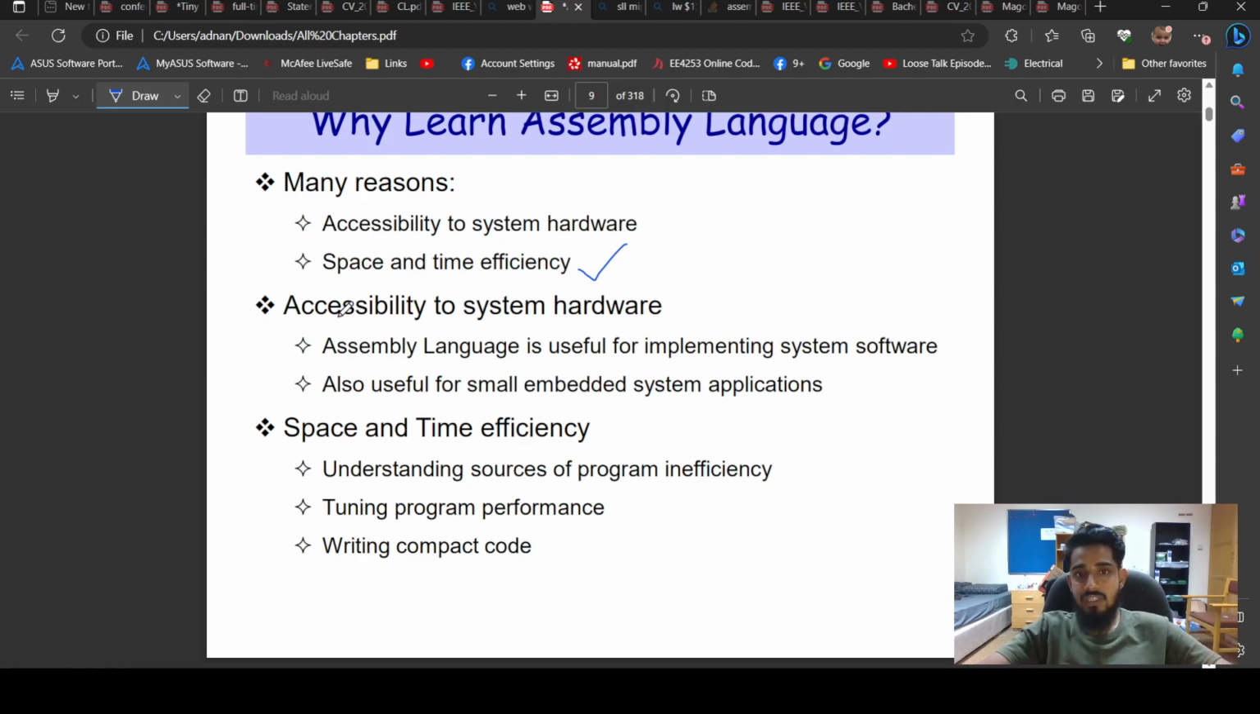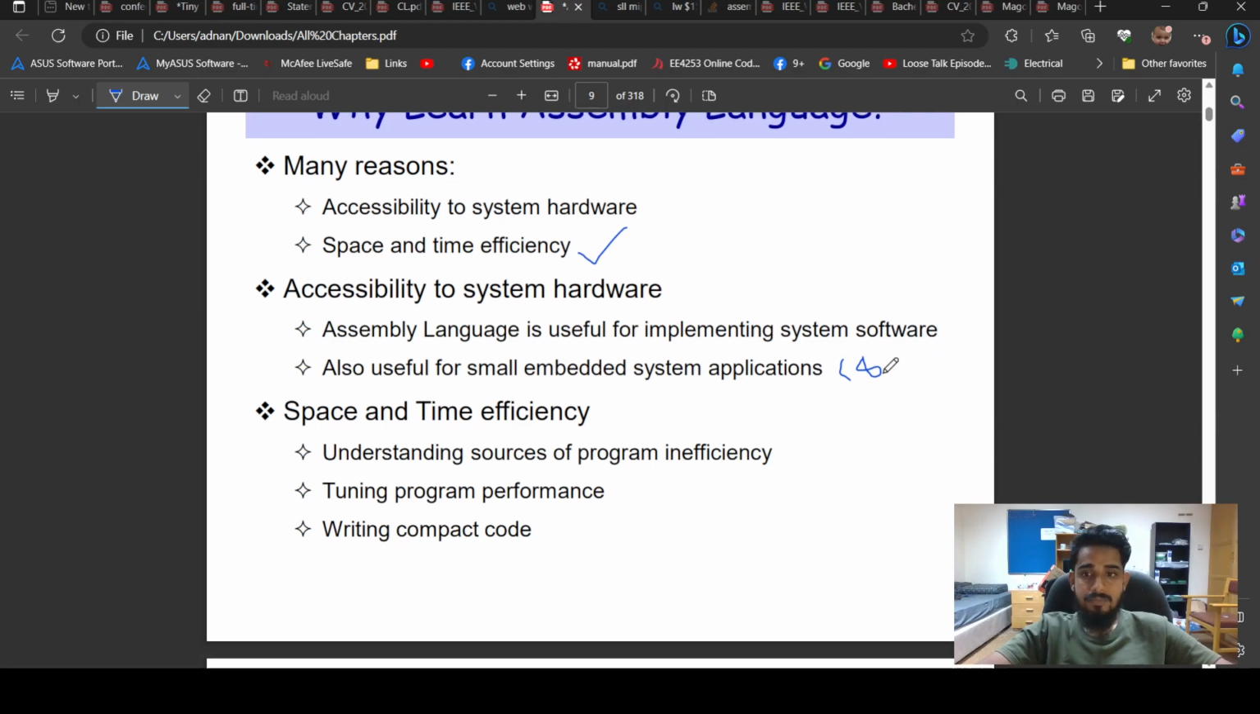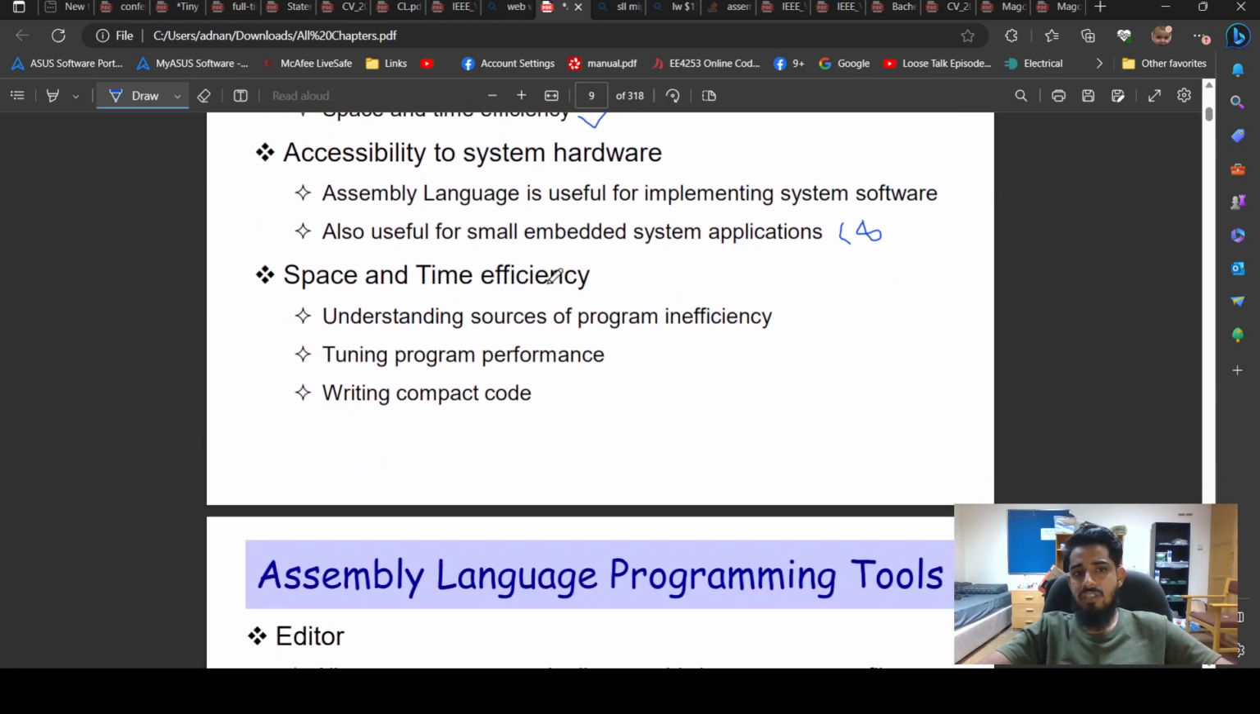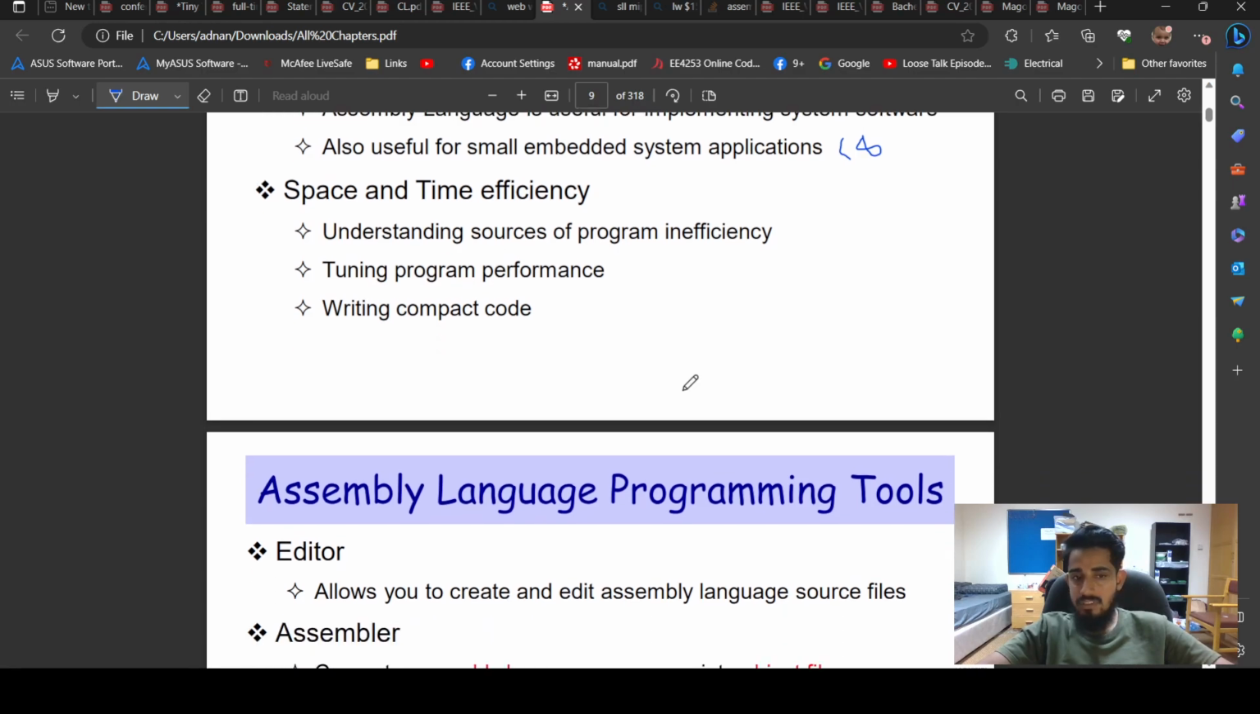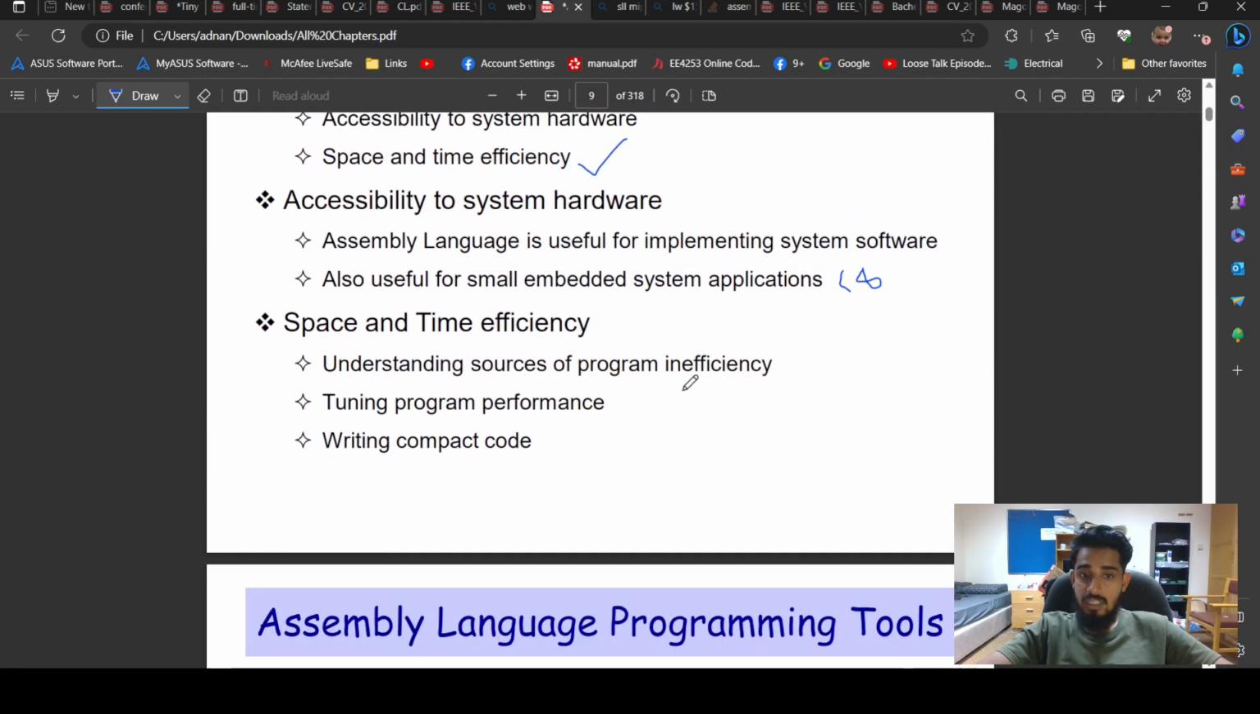Again, assembly language is useful for implementing system software. It is also used for small embedded system applications, like the 8051 architecture and the PIC microcontroller. These microcontrollers are based on assembly language, so you can easily code these embedded systems. And again, space and time efficiency, tuning program performance, writing compact code. So these are the benefits of learning assembly language.